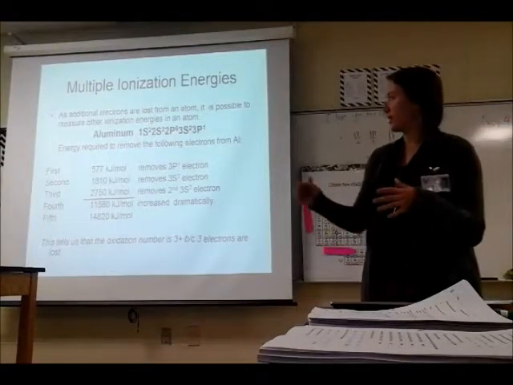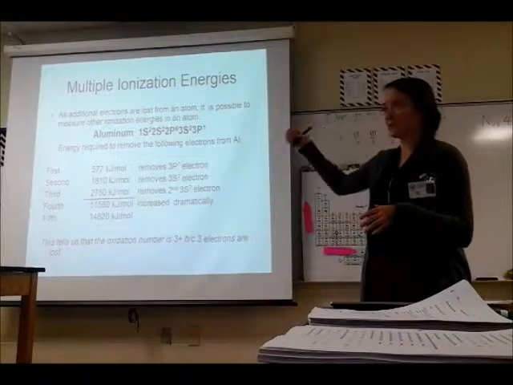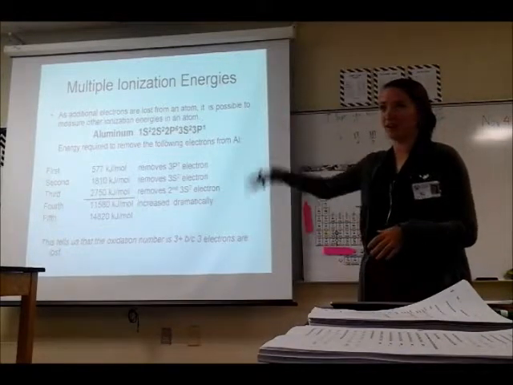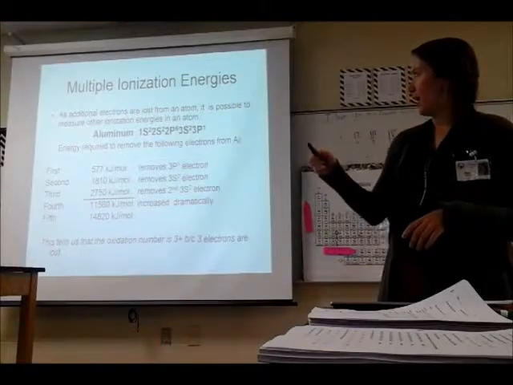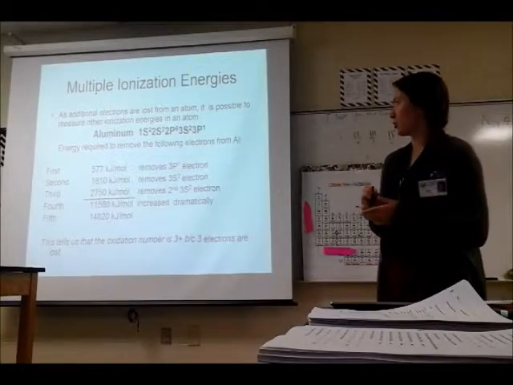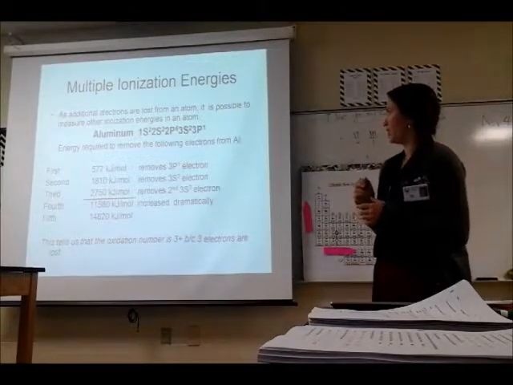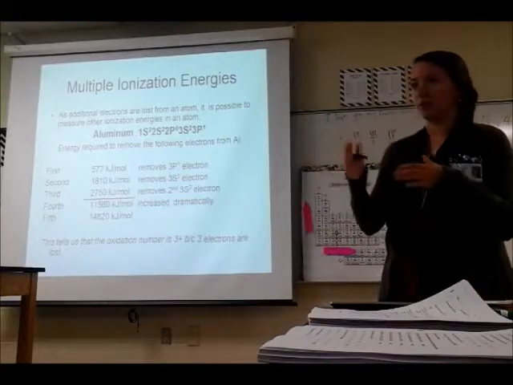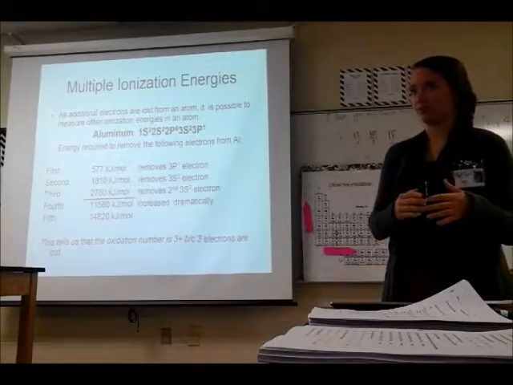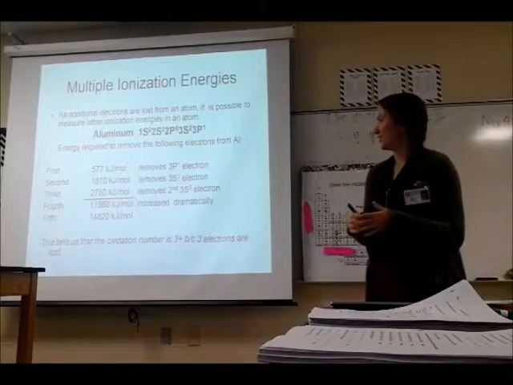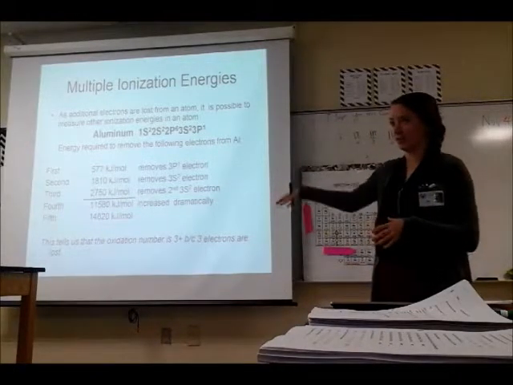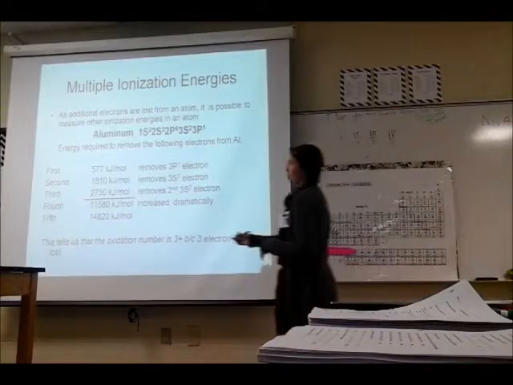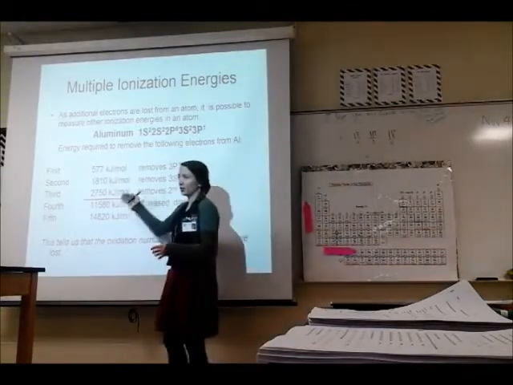Alright, so like we said, we've got a first, so obviously we're going to have second, third, fourth, and fifth. We've got a bunch of ionization energies, and so as additional electrons are lost from an atom, you can measure their other ionization energies as you go. The energy required to remove the following electrons from aluminum are listed like this. So we can see this increase. It's going to increase every time.